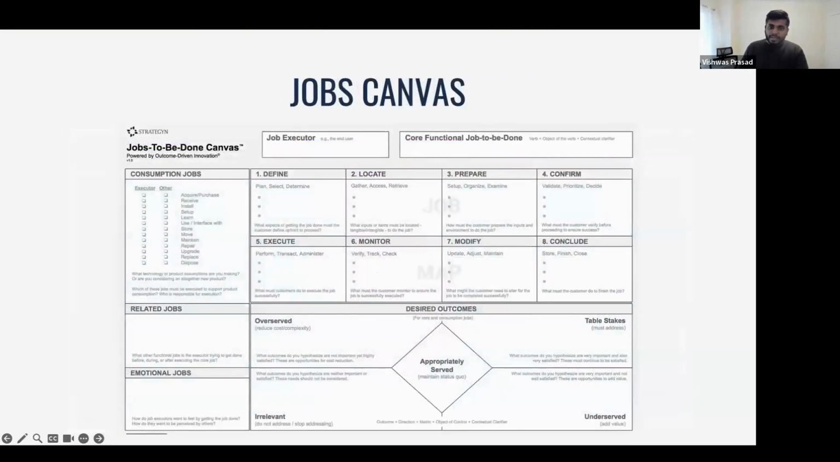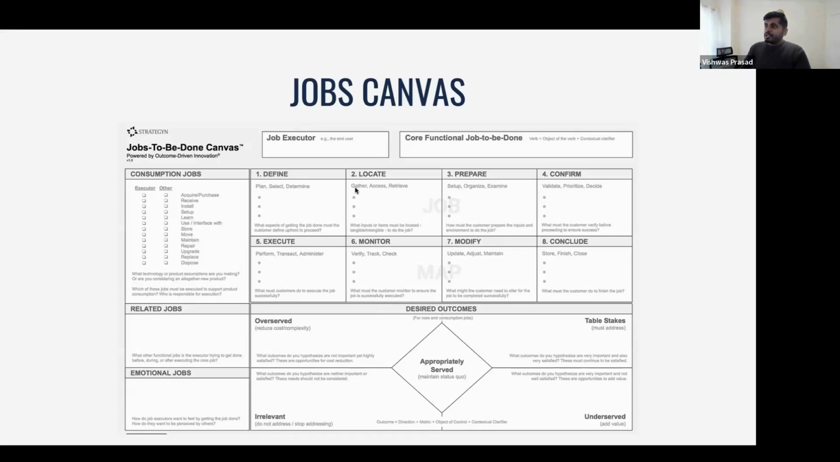The second thing we look at is called a job canvas, right? So the job canvas basically focuses on the jobs themselves, from the first moment the user wants to do the job to how they can conclude the job. So this is basically looking at, okay, defining a job. What are the things that they need to plan before they can do the job? Do they need to select anything before they can do a job? Do they need to make a decision before they can complete a job?